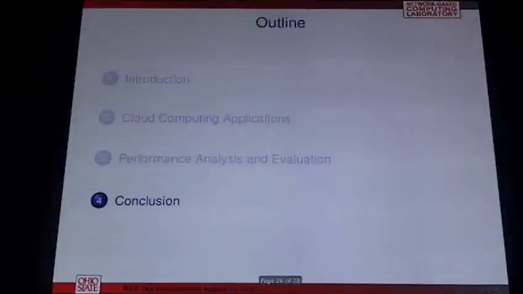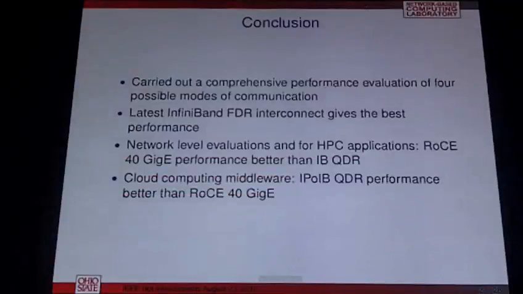So let's talk now about the conclusion. We carried out a comprehensive performance evaluation for the different modes of communication. We saw that the latest InfiniBand FDR interconnect is providing the best performance. At the network level and HPC application level, we saw that RoCE 14GigE is performing better than the IB QDR. And at the cloud computing level, we saw that IP over IB QDR performance is better than RoCE 14GigE.